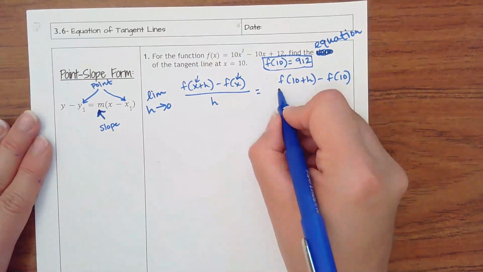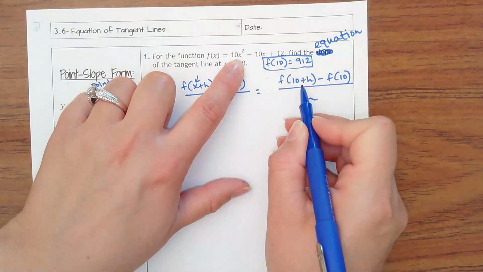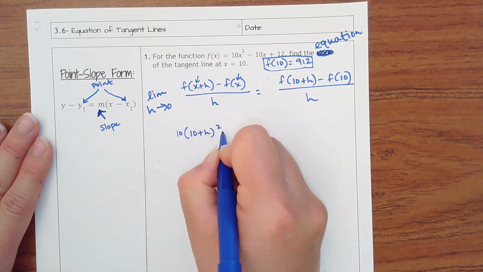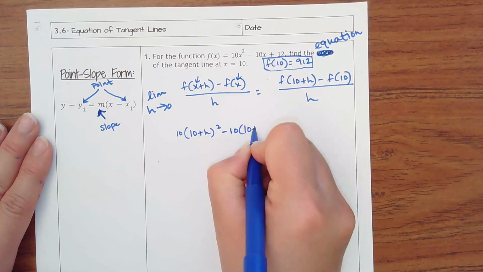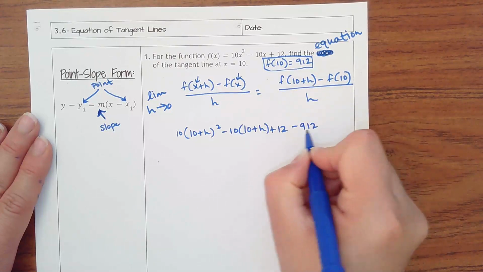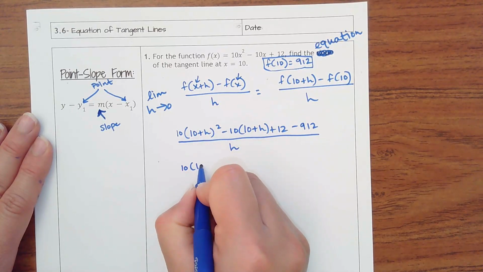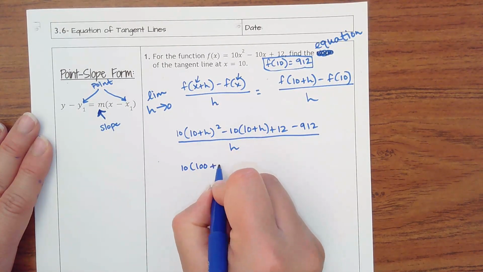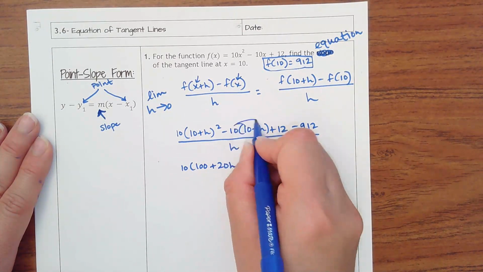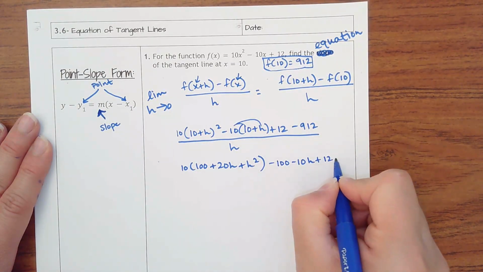Okay, so I'm going to have all of that over h. And then I'm going to replace 10 plus h every time I see an x. So it'll go 10 times 10 plus h squared minus 10 times 10 plus h plus 12 minus my 912. All over h. FOIL this, that would be 10 squared is 100. 10 times h, 10h double would be 20h plus h squared. Minus, that would get 100 minus 10h plus 12 minus 912.